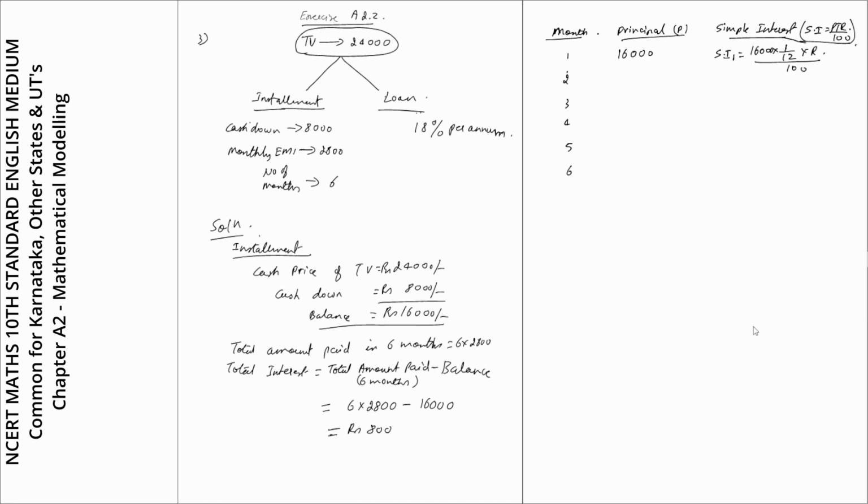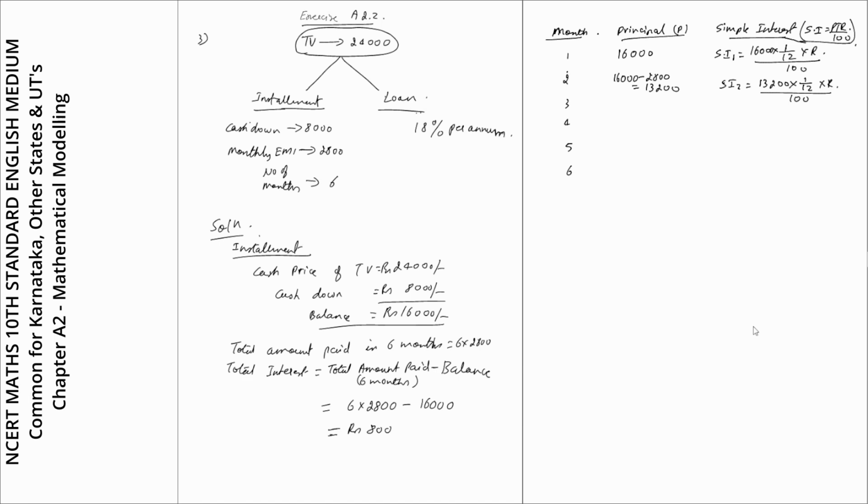Similarly for the second month, he is paying an EMI of 2,800. So 16,000 minus 2,800 gives 13,200. So in the second month the simple interest is SI2. Now here the principal is 13,200 into 1 by 12 into r, which we don't know, divided by 100.